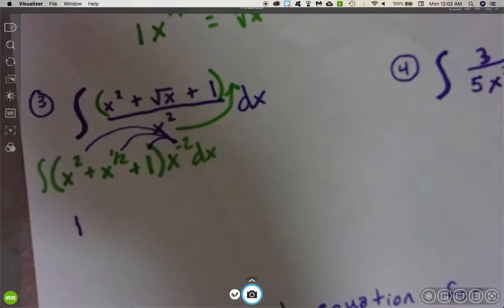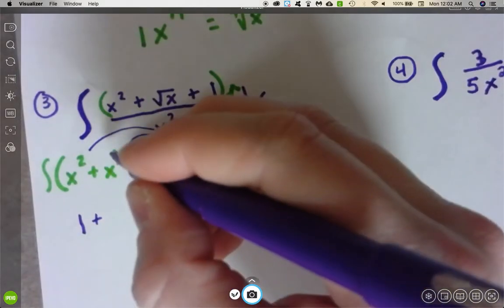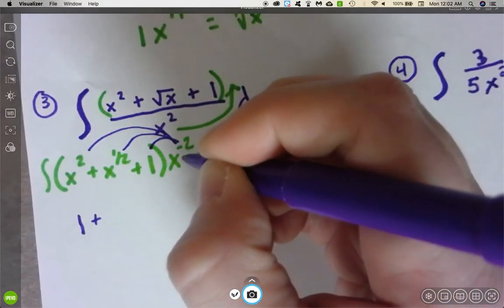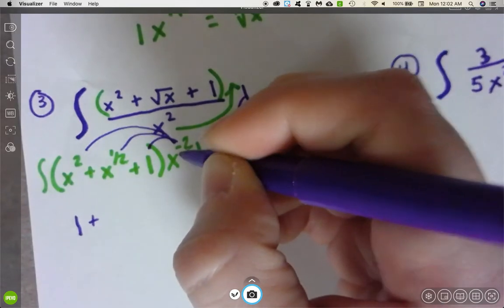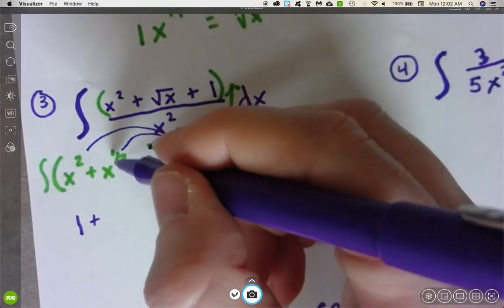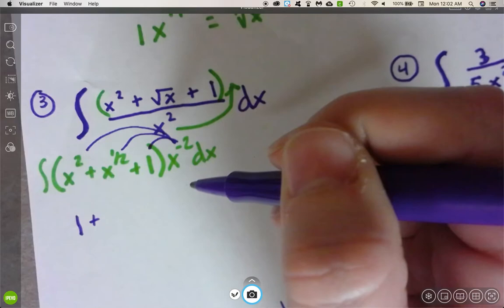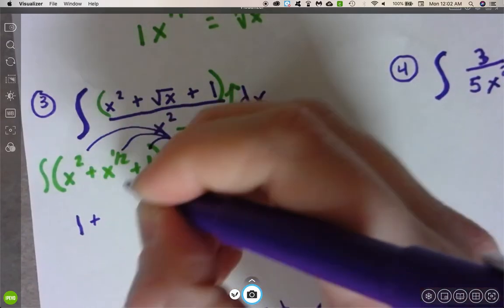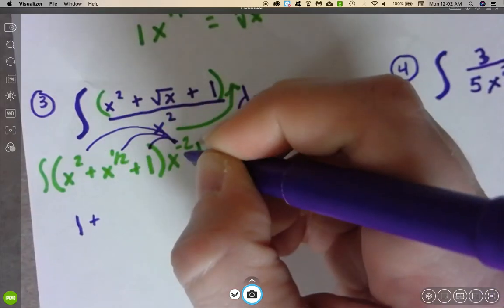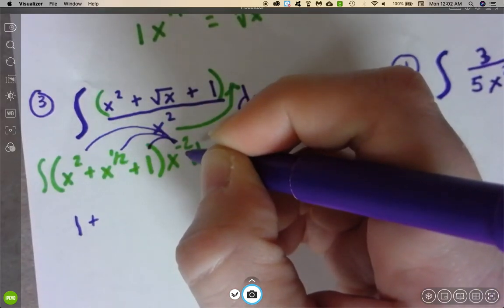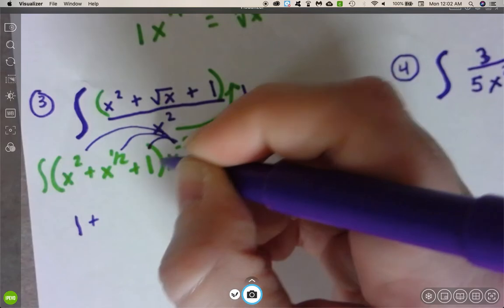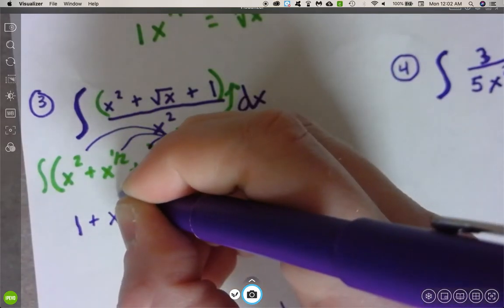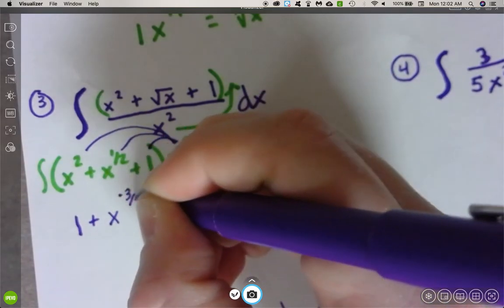Now the next one, x to the 1/2 power times x to the negative 2. I have a lot of people who think that's just negative 1 because 1/2 times negative 2 is negative 1. But you're adding the exponents, so it would be 1/2 minus 2, which is negative 3/2. That is the power it would look like.